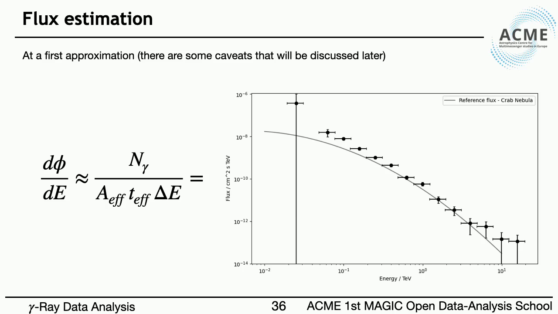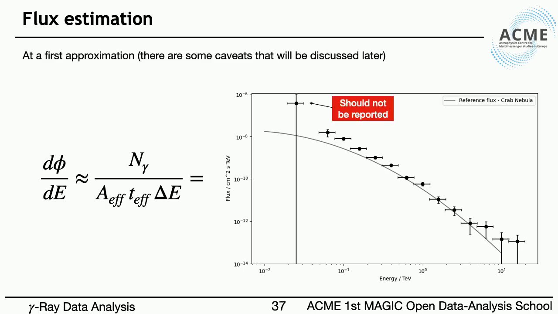Now, this is a very first approximation, but it's still very useful for quick checks, but it comes with many caveats, which we will discuss later. But despite the fact that we are only using one observational run consisting of about 15 minutes of data taking, our rough estimation is in quite good agreement with the expectation, shown here with a solid curve. Indeed, the observational run that I took for this example was recorded while observing the Crab Nebula, whose flux is shown here as a reference.